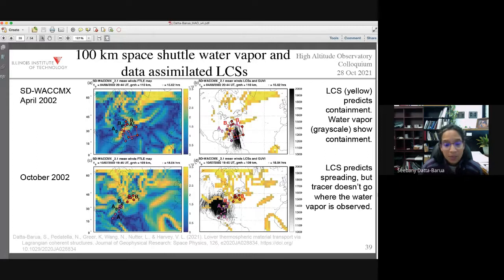But what you see on the right is that the tracers don't actually go where the water vapor is observed. And admittedly, this is a big ask. This is kind of at the limits of what I think is state of the art in upper atmospheric modeling. So it's a very stringent test to ask, what is this predicting? Can we use this and compare it to observations and so on? But we wanted to investigate further why this might be happening. Is it specific to a particular model?